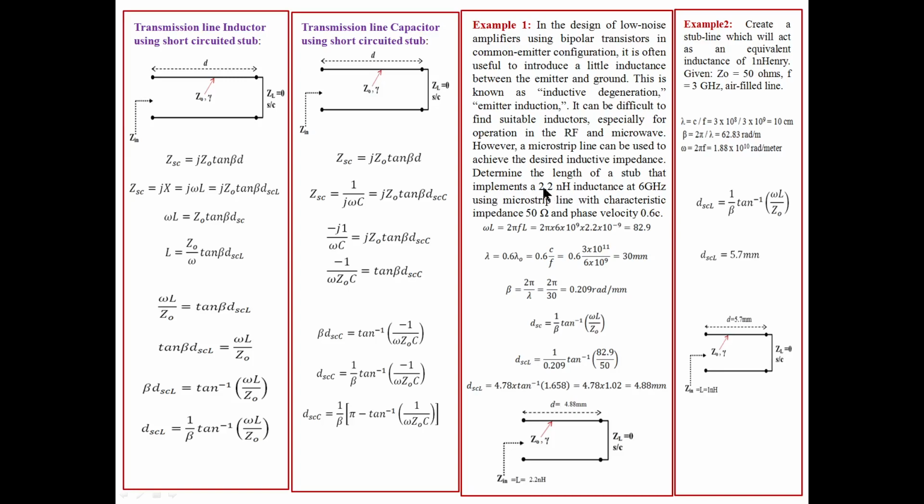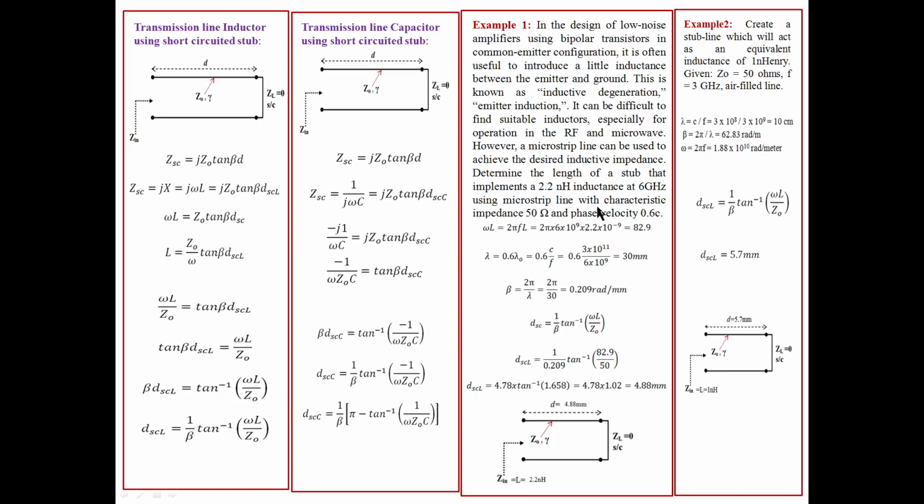The required inductor is to be connected between the emitter and ground. What inductor value is needed? 2.2 nanohenry. What is the operating frequency? 6 gigahertz. They want to connect 2.2 nanohenry between ground and emitter. It is difficult to get this as a lumped element, so how do they do this? They implement it using a microstrip line, a transmission line, at 6 gigahertz.